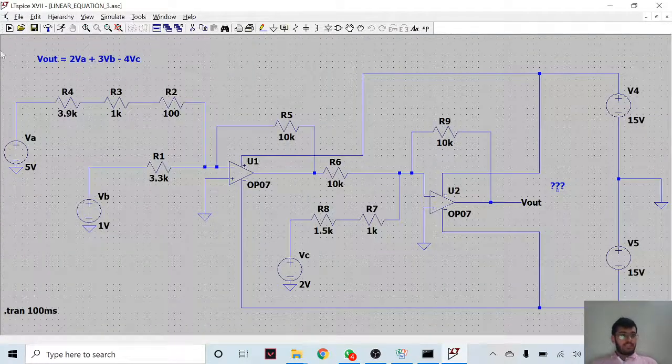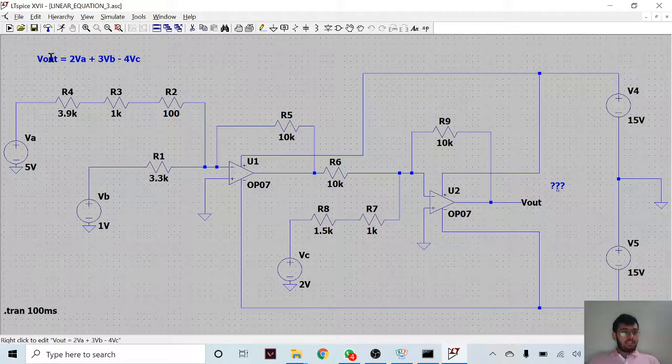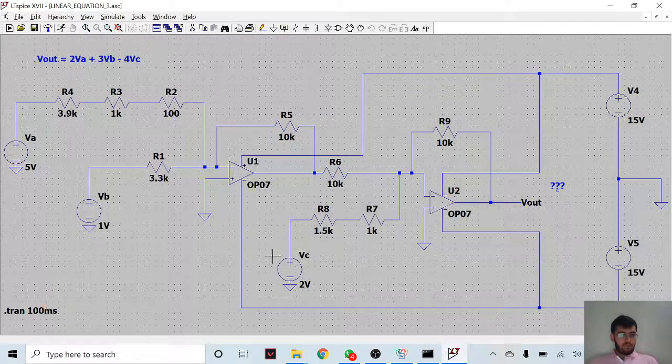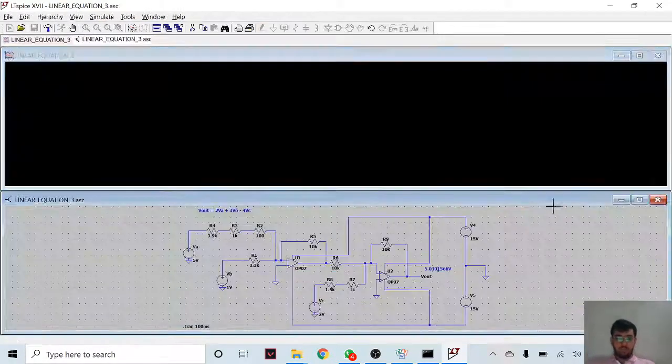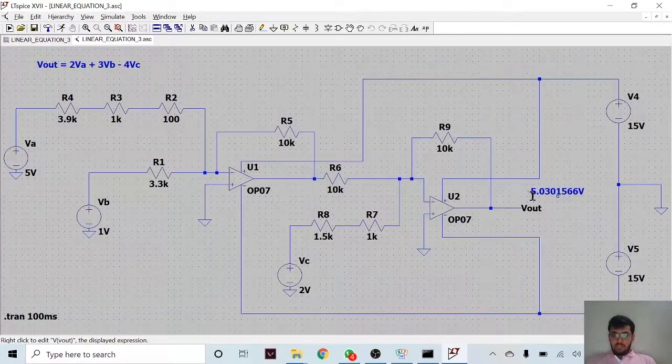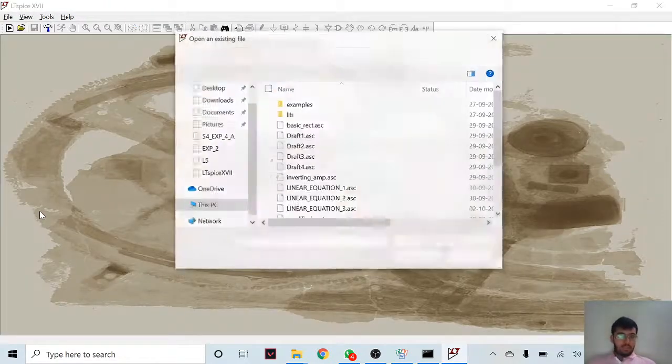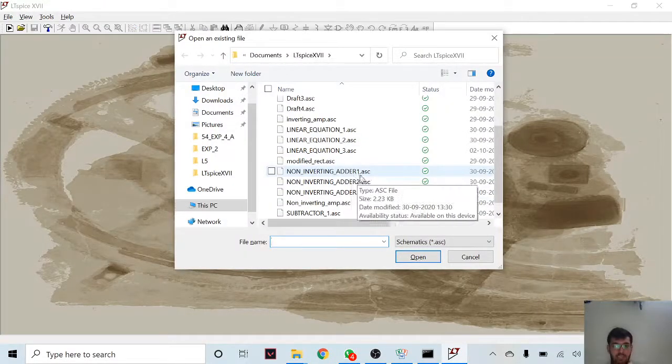This is the third linear equation circuit. The circuit remains the same, only changes we have made is the voltage supplied: 5 volts, 1 volt and 2 volts. We'll simulate it and get the output. As here we can see we'll be getting output as 5.030 volts. This was all about linear equations. Now I'll be showing you adder circuits.